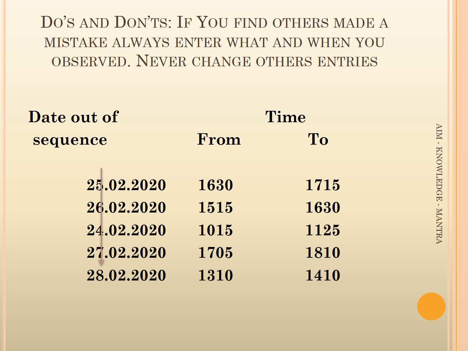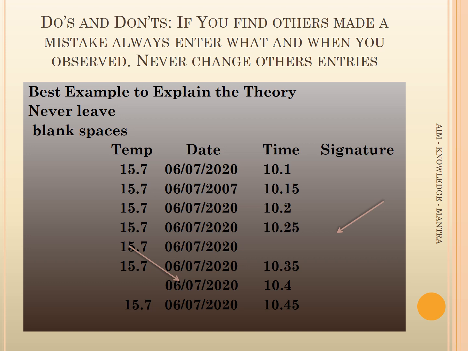Date out of time sequence: February 25, 2020, 1630, 1715; February 26, 2020, 1515, 1630; February 24, 2020, 1015, 1125; February 27, 2020, 1705, 1810; February 28, 2020, 1310, 1410. This is the best example to explain the theory: never leave blank spaces.